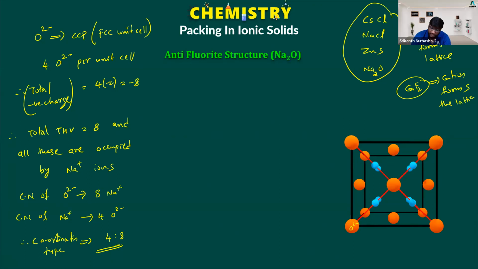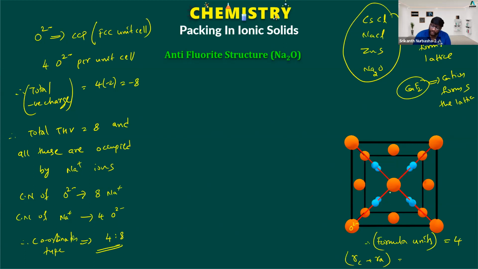And how many Na2O present per unit cell? How many formula units? 4. Okay, formula units is 4, so 4 Na2O formula units are there. Density again there you will get 4 into molar mass of Na2O divided by Avogadro number into a cube. And radius calculations, right? Radius of cation plus radius of anion.